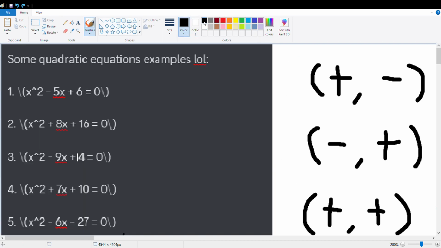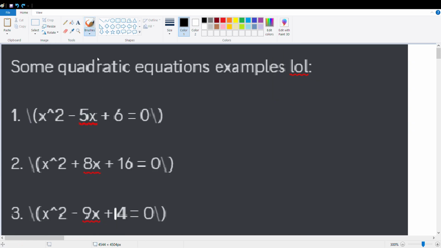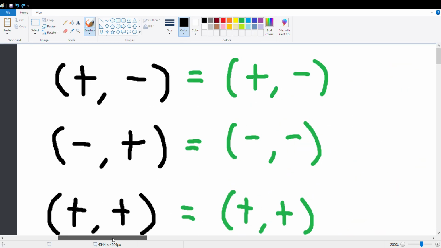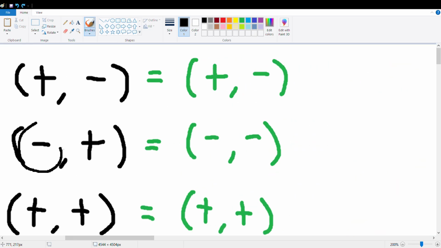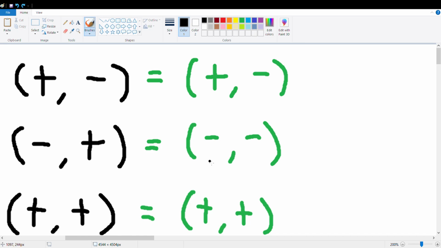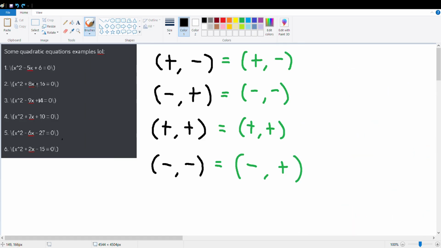So when I first check the trinomial, I always start by looking for the signs, right? So if this is negative and this is positive, I find the negative and positive here so I can use which signs I would use for the solution. So right now we're going to be using negative and negative. Alright, so let's try number one.